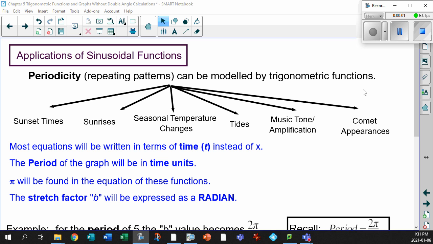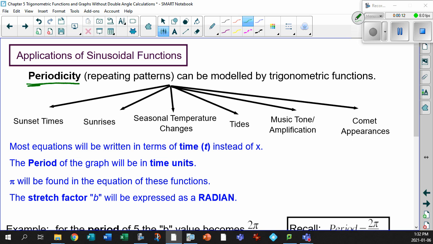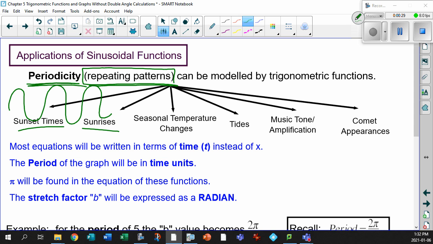Time to take all of these sinusoidal functions and apply them to something that is a little bit more meaningful to us. A sinusoidal function has a periodicity, which means it's a repeating pattern over a period of time. Think about it. Sunset, sundown, sunset, sundown. Look at that. Sunrises, same thing.